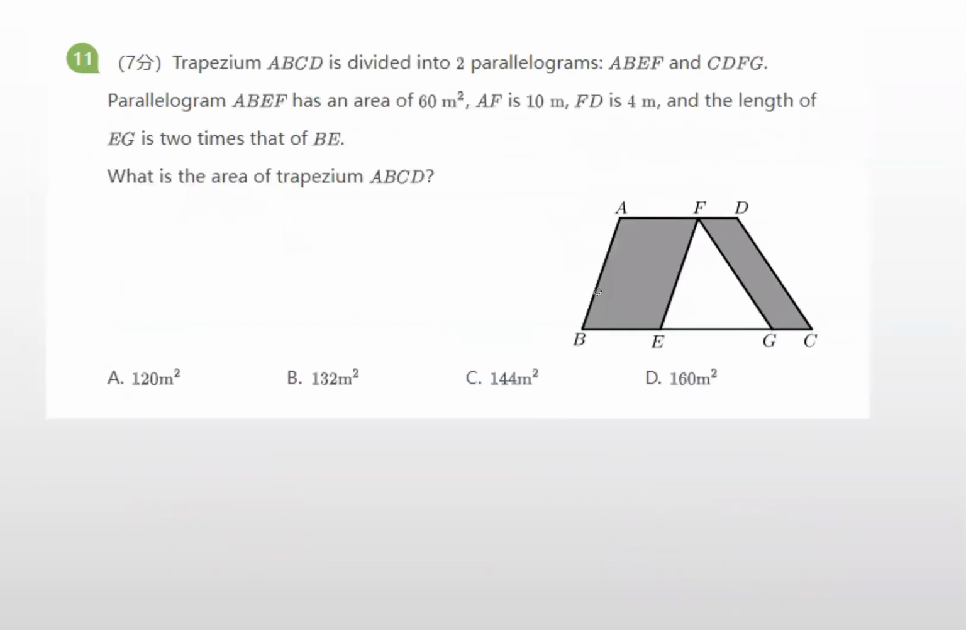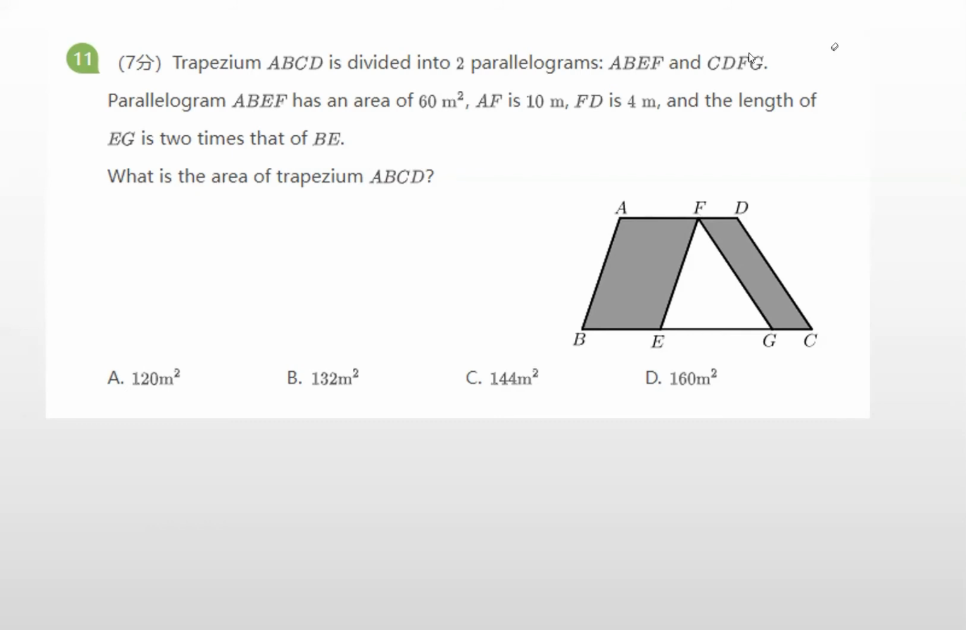Not too hard. We got a trapezium. A, B, C, D is a trapezium. It's divided into two parallelograms, A, B, E, F and C, D, F, G. Now, parallelogram A, B, E, F has an area of 60 meter square. A, F is 10 meter. F, D is 4 meter.